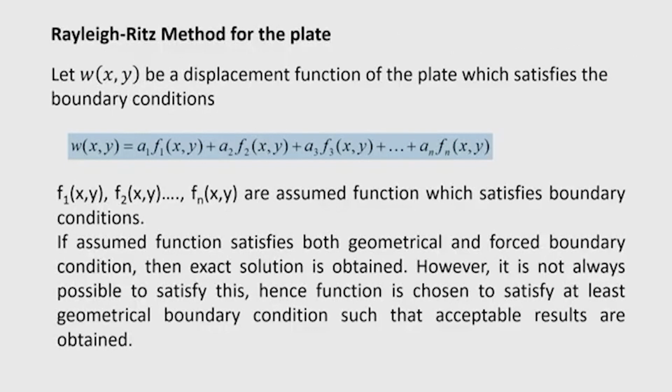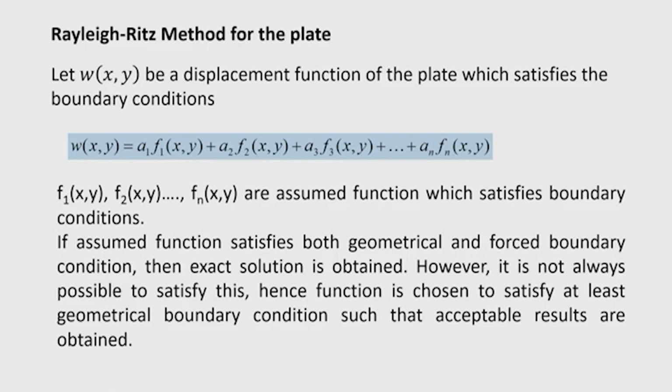In the Rayleigh method, we shall assume that W, the deflection, is a continuous function of x and y. Okay. So, we shall assume that W x y is a 1 f 1 x y plus a 2 f 2 x y plus a 3 f 3 x y, like that we can take n number of terms. Here f 1, f 2, f n are assumed functions which satisfy boundary conditions, that is the most important thing. So, these functions are taken in such a way that boundary conditions are satisfied.